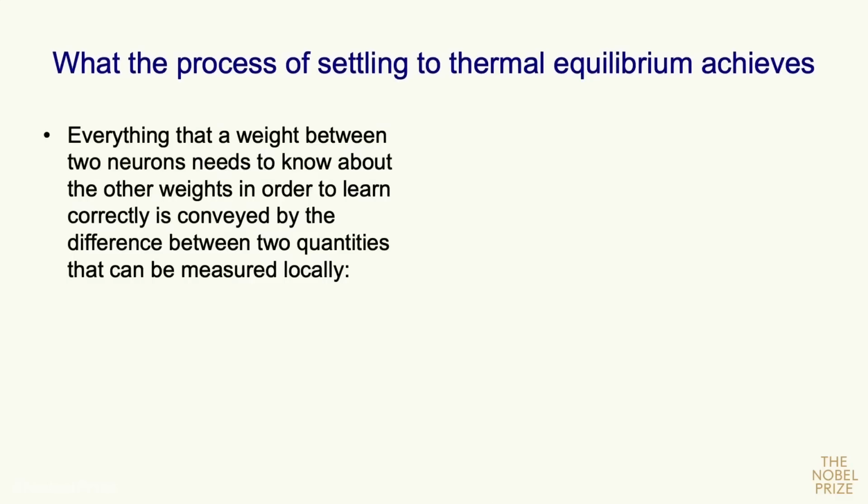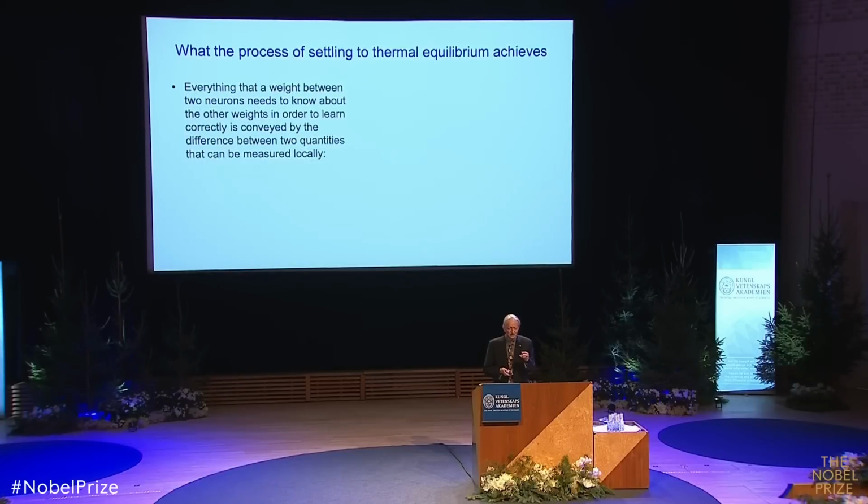Okay. So if you ask what the process of settling to thermal equilibrium achieves, it achieves something amazing, which is that to know how to change one weight, you need to know something about all the other weights. They all interact. But everything you need to know shows up in the difference between two correlations. It shows up in the difference between how often the two neurons are on together when the network's observing data, and how often they're on together when the network isn't observing data, when it's dreaming. And somehow, those correlations measured in those two situations tell a weight everything it needs to know about all the other weights.